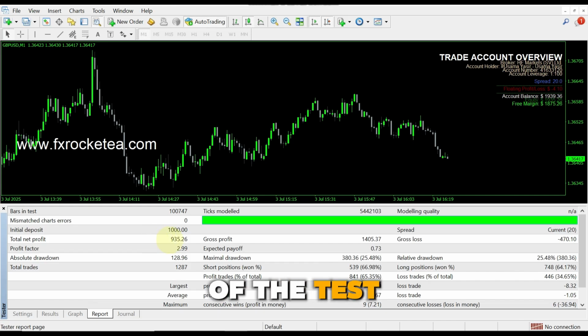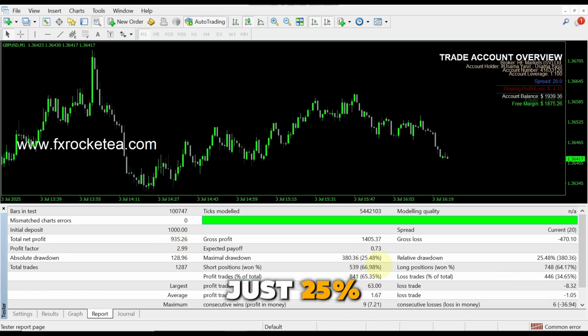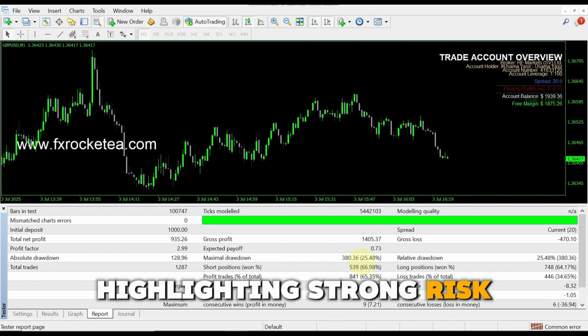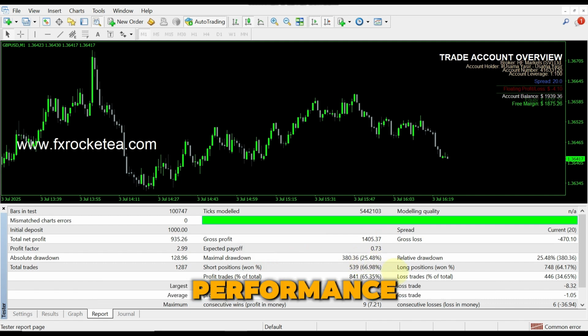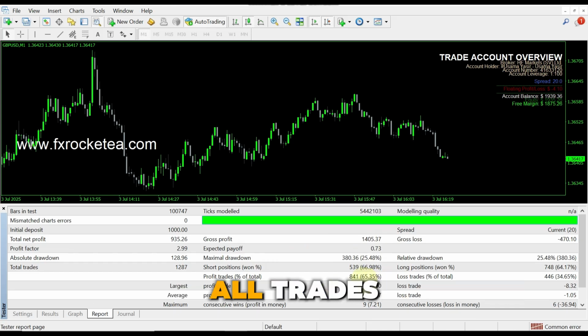By the end of the test, the EA delivered a total net profit of $935, which is a solid return. The maximum drawdown remained controlled at just 25%, highlighting strong risk management and stable performance. With a 65% win rate, the strategy maintained impressive accuracy across all trades.